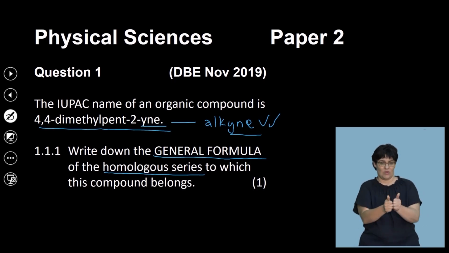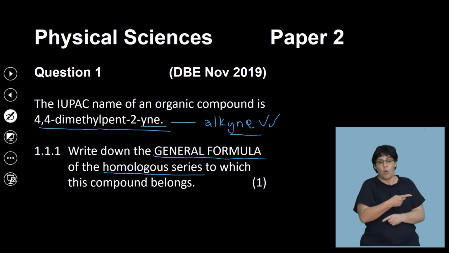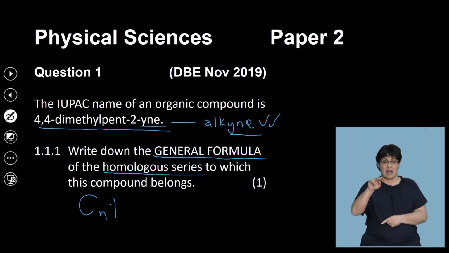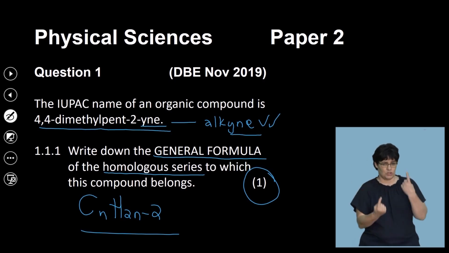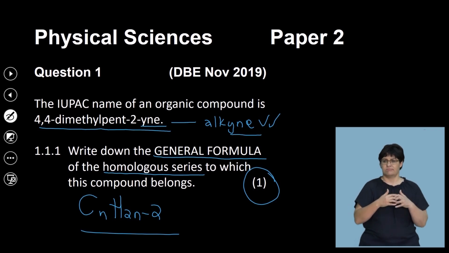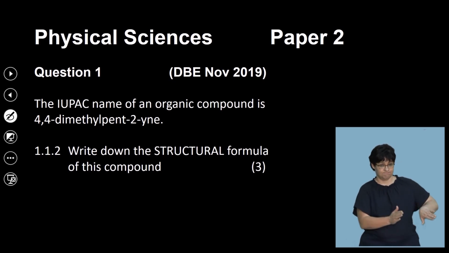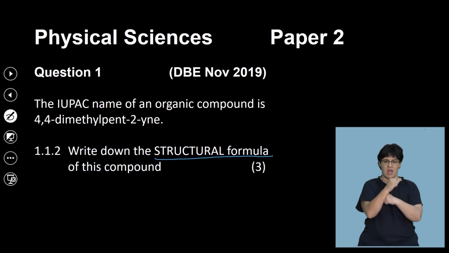But the question says, write down the general formula. So all alkynes can be defined by the formula CnH2n minus 2. This question is basically 1 mark. What that says is either you know or you don't, or you remember or you've forgotten. So go back and look at the classification of organic compounds as part of your preparation. Moving along, we've got question 1.1.2, which says, write down the structural formula of this compound.